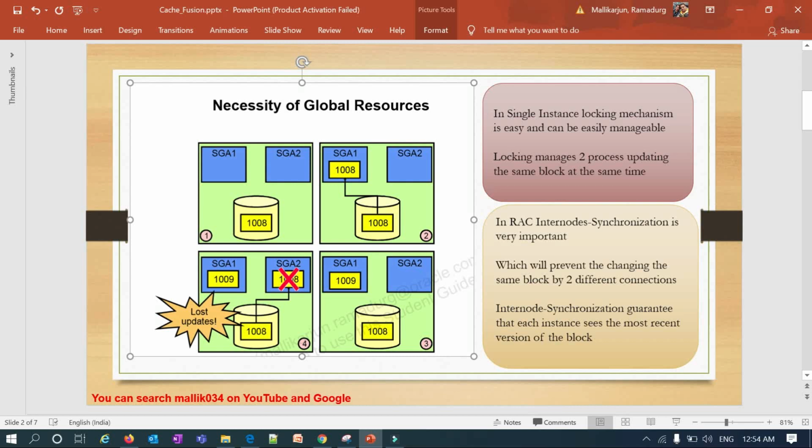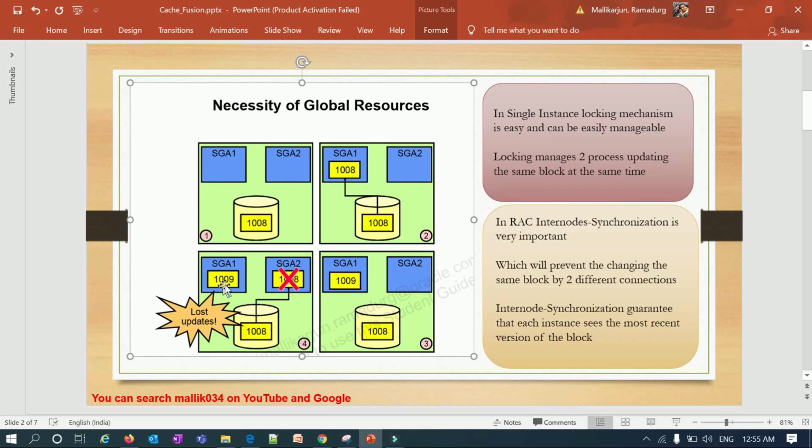So that is the coherency, I can say, the consistency between the RAC nodes. In RAC interconnects, synchronization is a very important and one of the critical aspects to successfully run your RAC databases, which will prevent changing the same blocks by two different connections. What do I mean by synchronization? You can see this example.